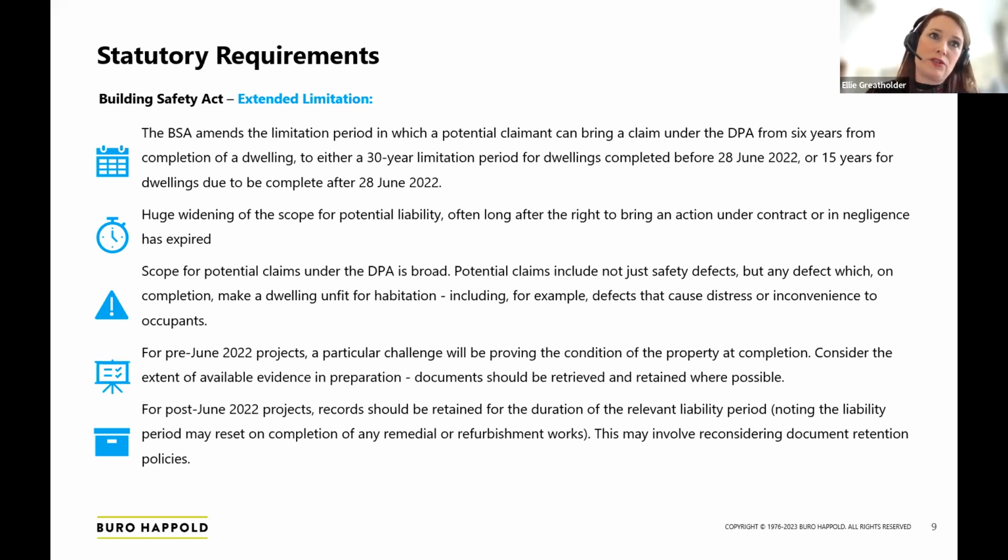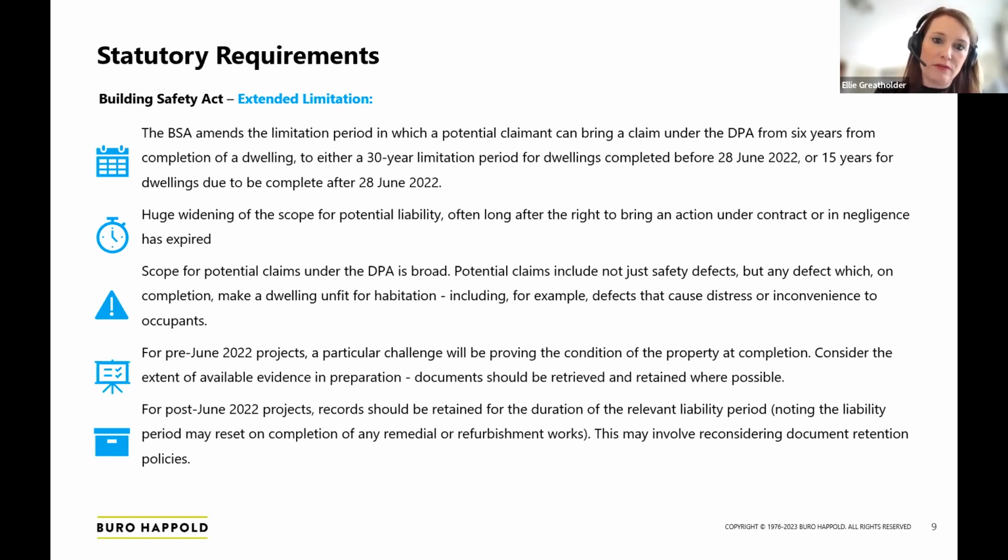The scope for potential claims is really broad, and this is quite an important point I'm again trying to emphasise to my own teams. Potential claims include not just safety defects, but any defect which, when the building is completed, could make a dwelling unfit for habitation. And importantly, lots of the commentary is suggesting that that can include defects that cause distress or inconvenience. So not just what you think of typically in terms of fire.